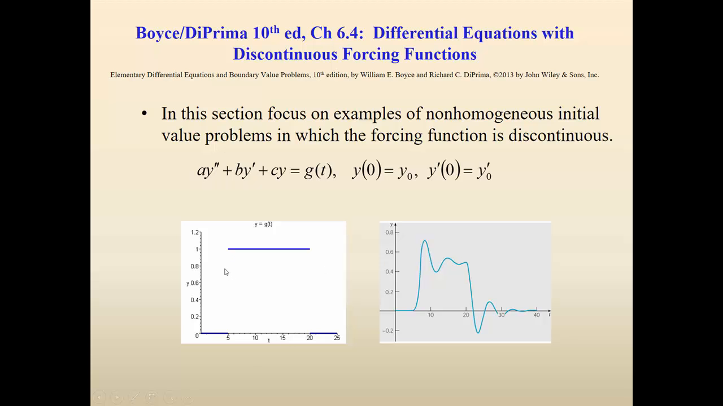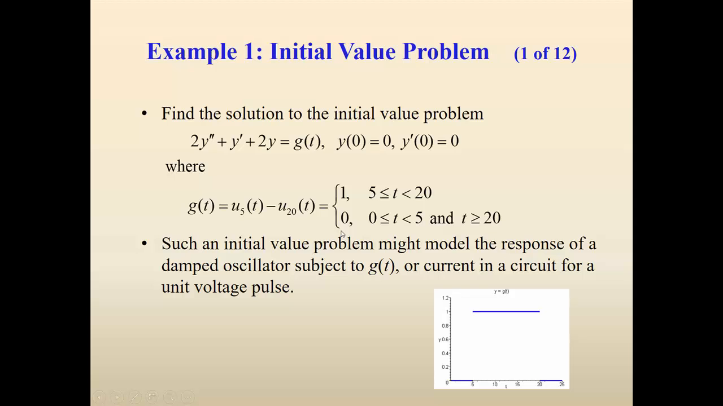Because note, you have a jump discontinuity, a unit step up here at t is equal to 5 with a unit step down of 1 at t is equal to 20. And on the right, we can see what an effect that has, the turning on and the turning off of this unit step function. What does it mean to have a discontinuous forcing function? What does it mean for its graph? Because that's the only thing we're really changing to our solution style.